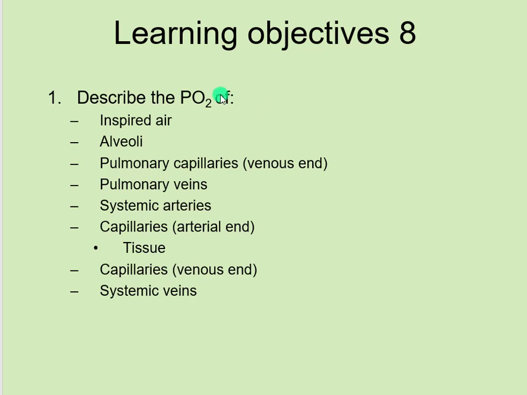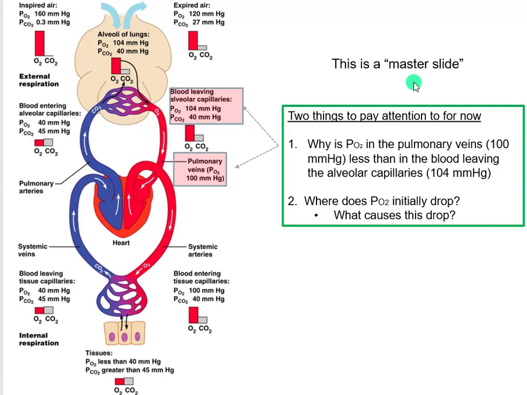So what you want to be able to do is describe the PO2, partial pressure of oxygen, of inspired air, alveoli, pulmonary capillaries at the venous end, pulmonary veins, systemic arteries, capillaries at both the arterial and venous ends, as well as at the tissues and the systemic veins. I know it seems like a lot, but I promise you it's really not that much. Now, I've already given you a preview into this. This is really going to be essentially the master slide for this particular lecture.